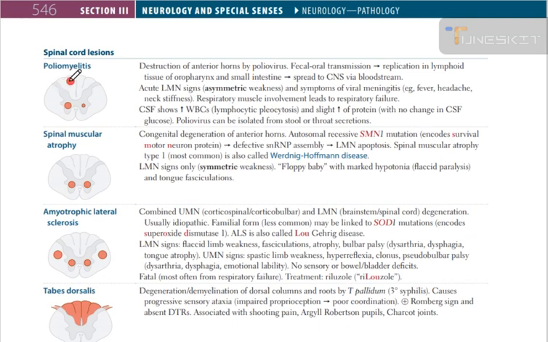These are the spinal cord lesions. Number one, poliomyelitis: the destruction of anterior horns by poliovirus. It has fecal-oral transmission, with replication in lymphoid tissue of the oropharynx and small intestine. It spreads to the CNS via the bloodstream.